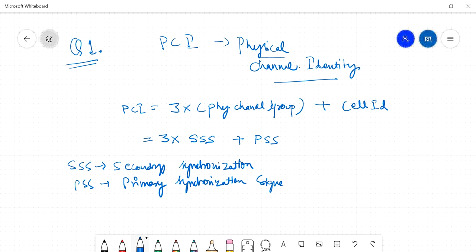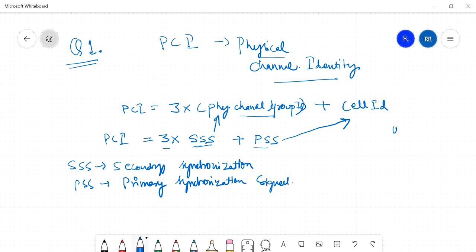Now why are we showing PSS and SSS? Because it is the same thing: SSS contains the physical channel group ID, and PSS contains the cell ID. So it's just a way of writing that PCI is equal to 3 into the physical channel group ID plus cell ID, or 3 into SSS plus PSS. And what is this? I will very briefly explain what PSS and SSS are.